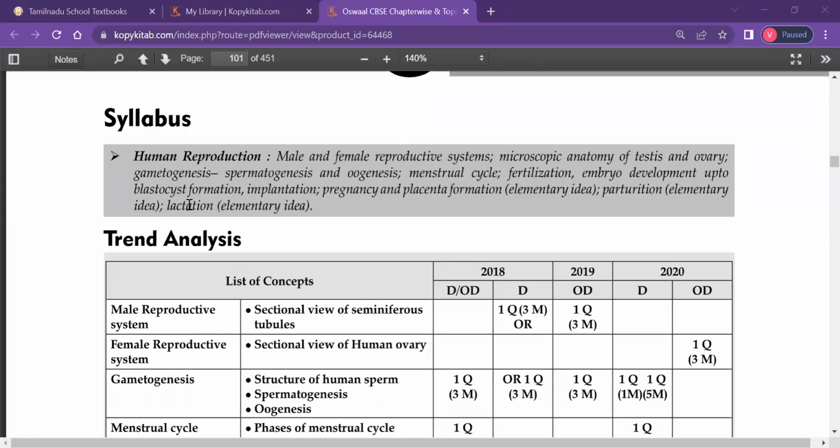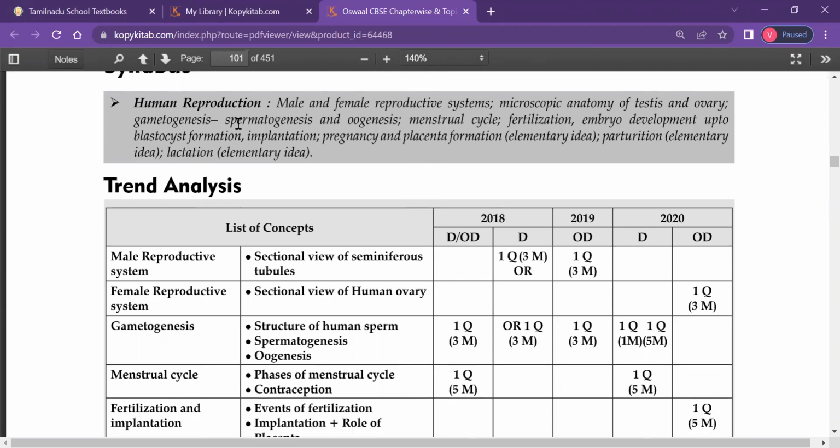Okay, what is the syllabus we are going to cover in this? The male and female reproductive system, microscopic anatomy of testis and ovary, then gametogenesis, spermatogenesis and oogenesis, menstrual cycle, fertilization, embryo development up to blastocyst formation, implantation, pregnancy, and placenta formation.